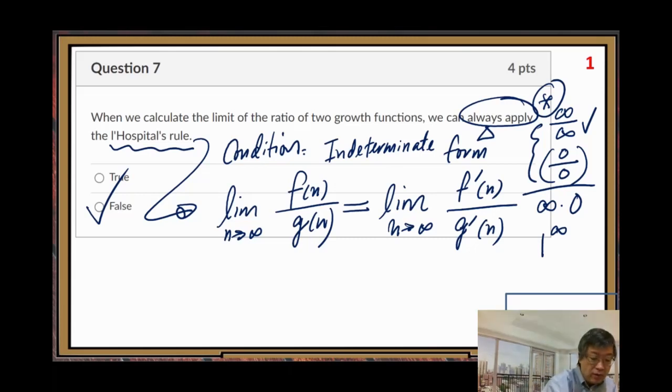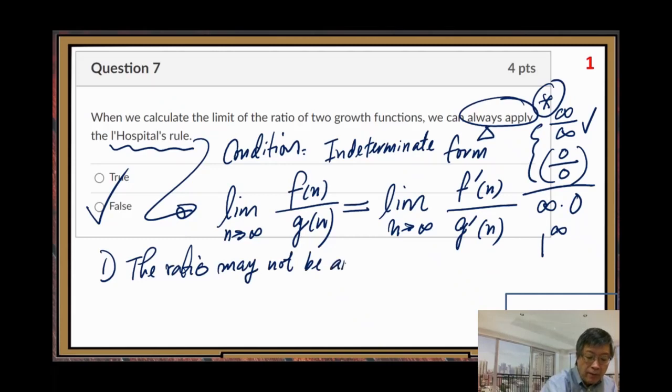So here, let me put it right here. One situation, the ratio may not be an indeterminate form. So that's one case.